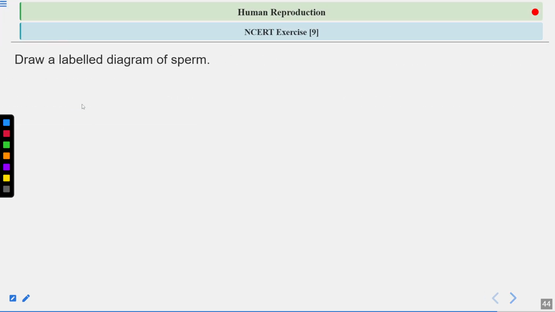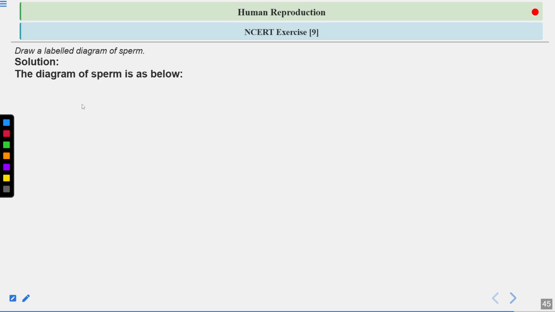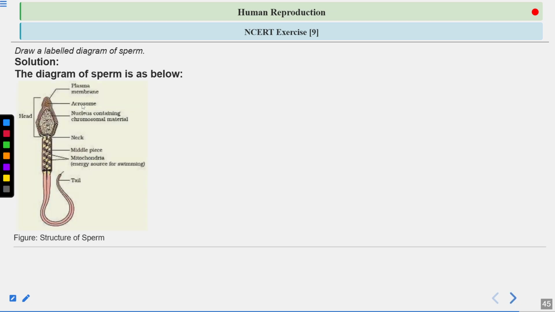Now next one, you have to draw a labeled diagram of the sperm. So here you can see this is the well labeled diagram of the sperm. First of all, you can see here what the major parts of the sperm are. It consists of a head, neck, middle piece and the tail. So there are four components.